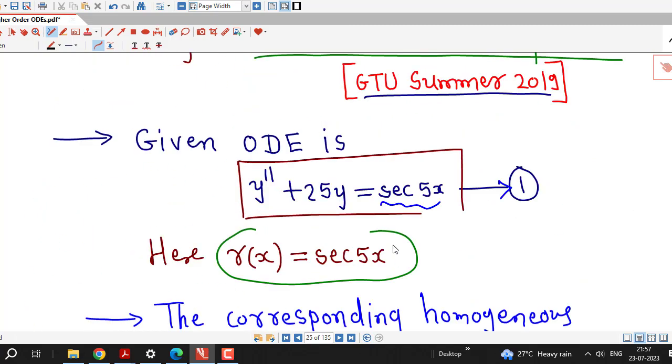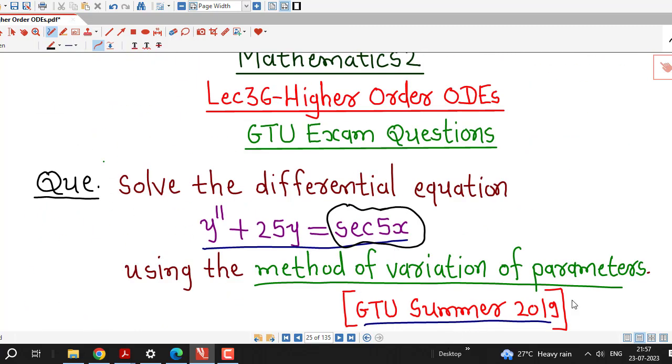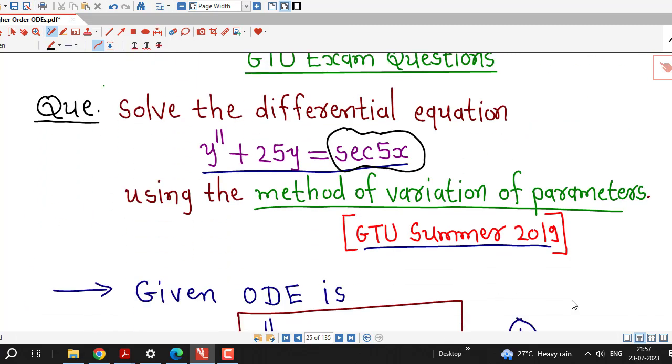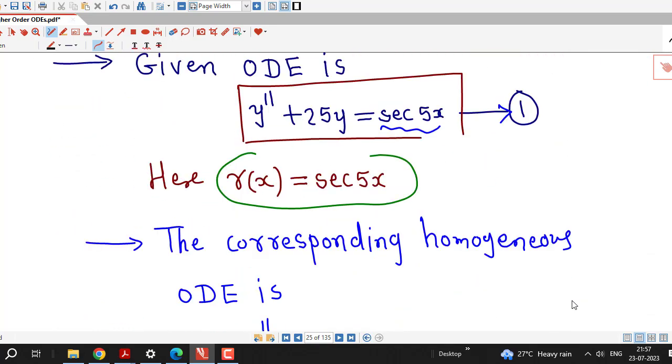This question was asked in the GTU exam, which was taken in summer 2019. So this is all about this session.